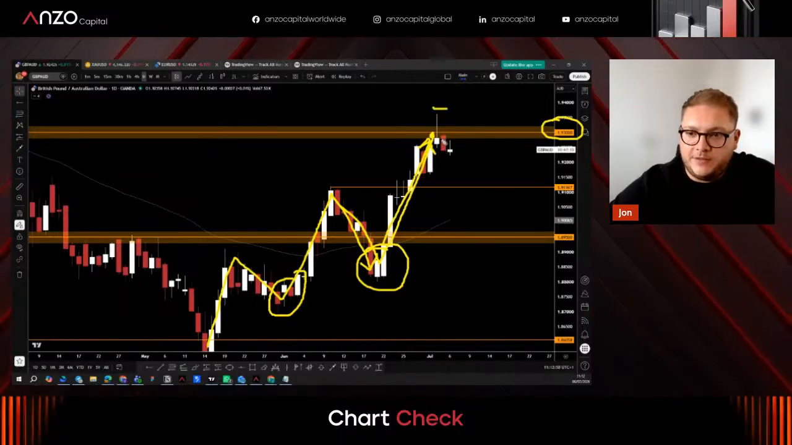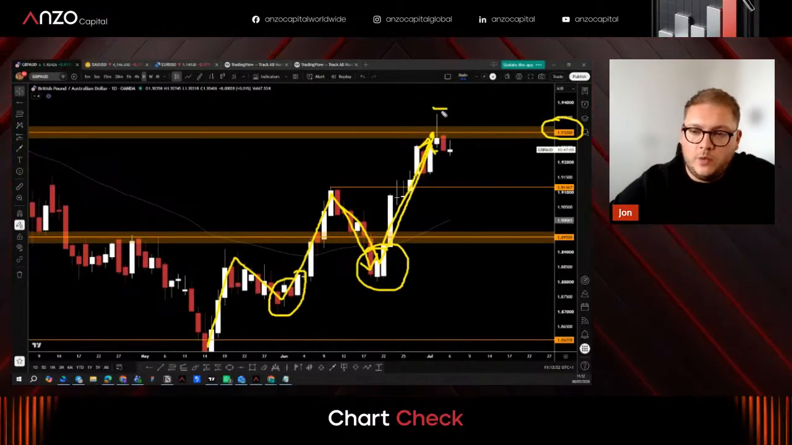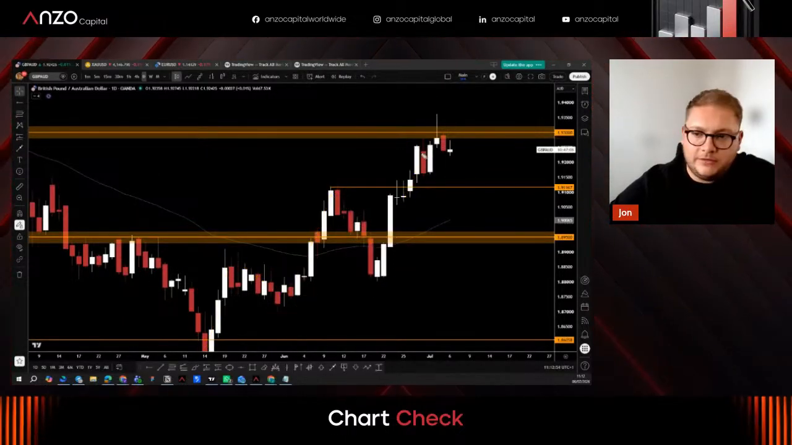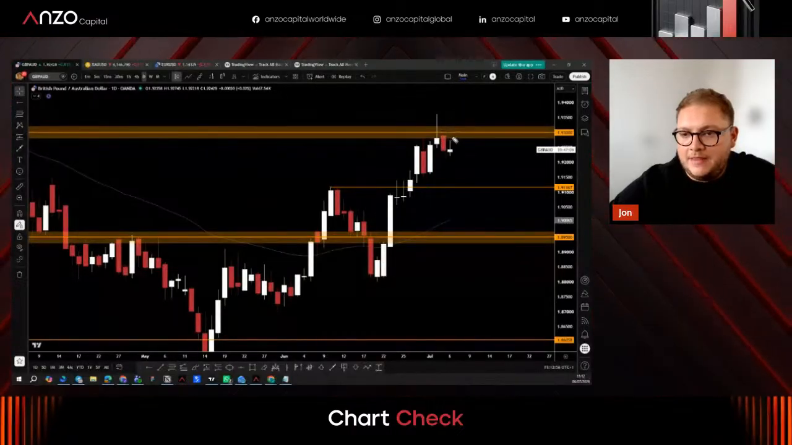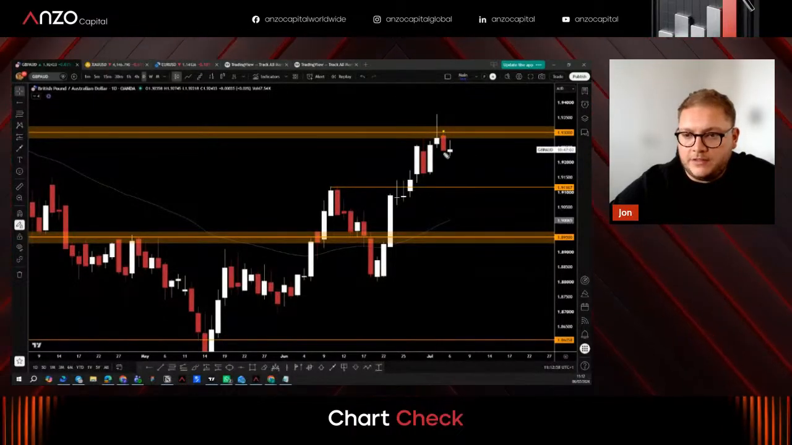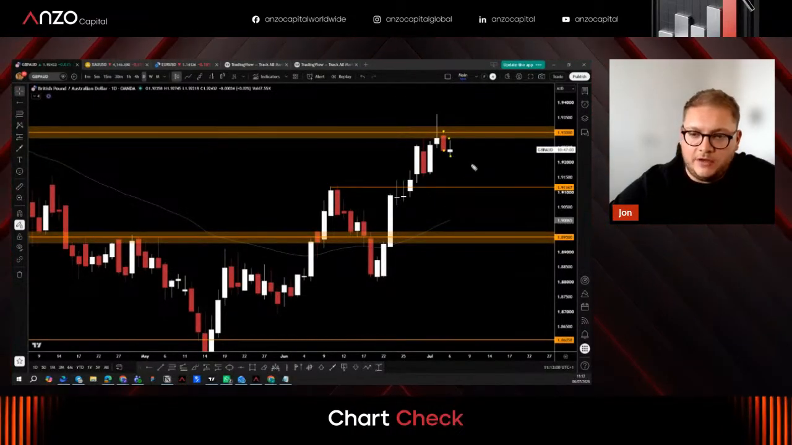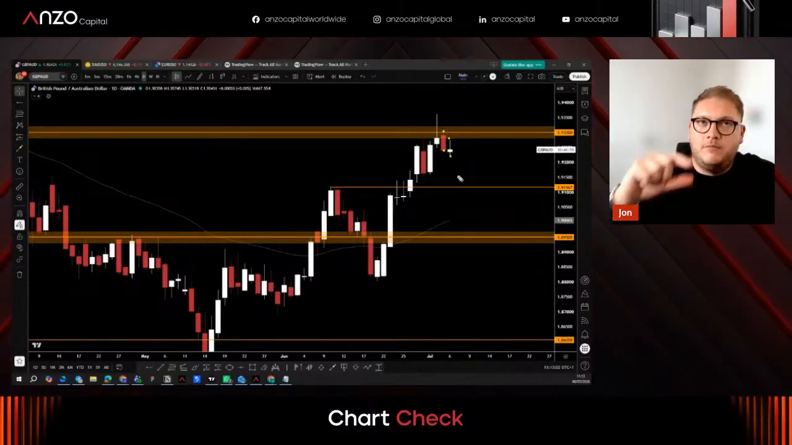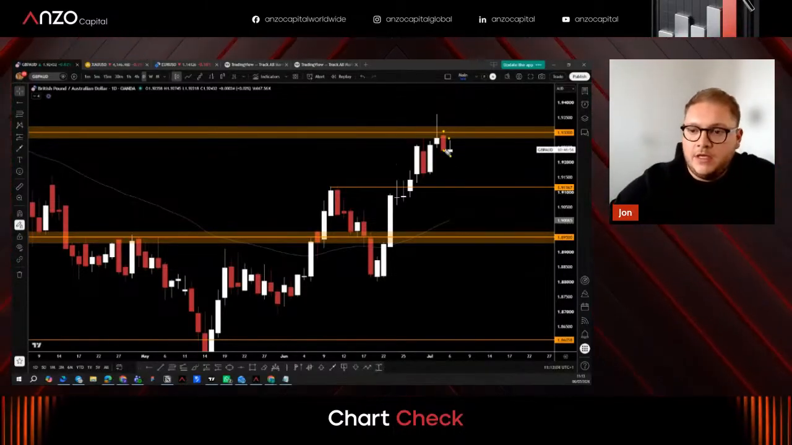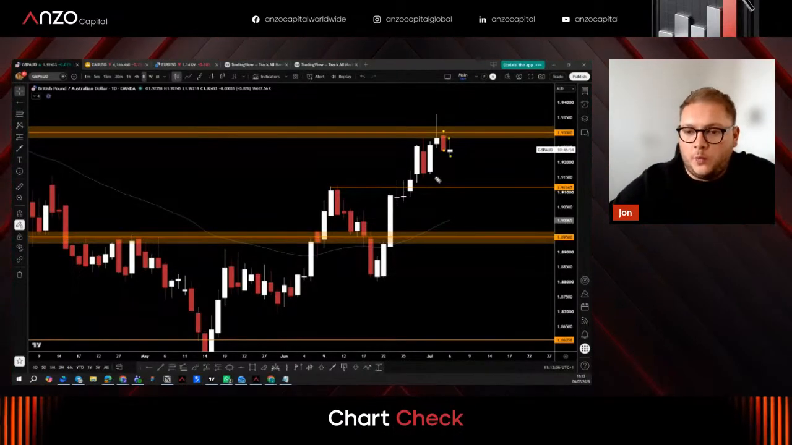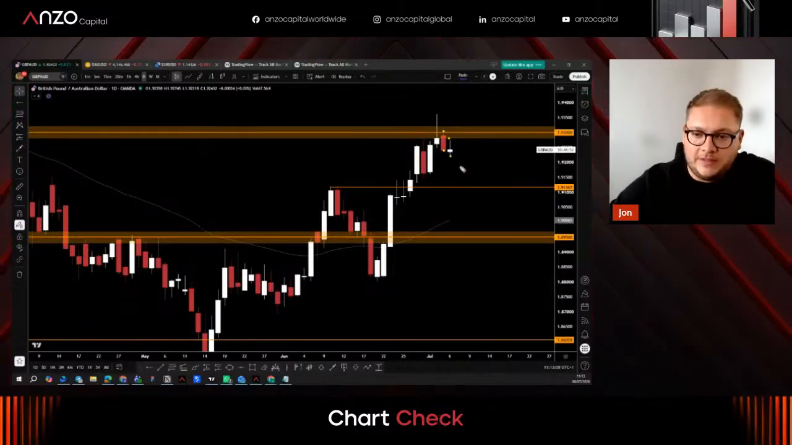The market formed this really nice daily wick to the upside, a hammer candle, if you will. And then the next day on Friday, price closed bearish, and Monday we're kind of continuing that momentum at the moment. So if I want to get long, where do I want to get long? That's the question I ultimately want to ask myself.